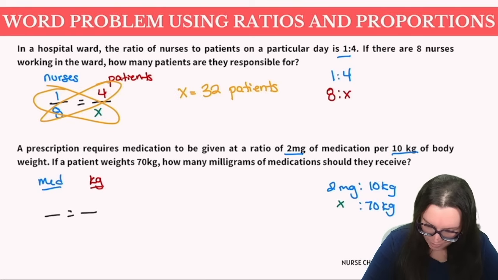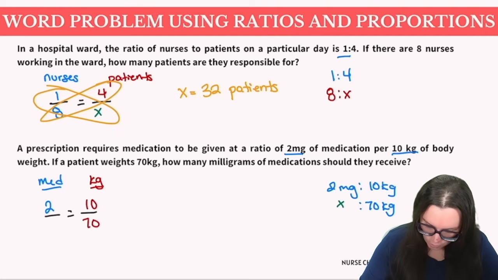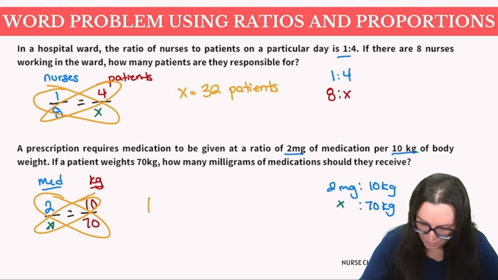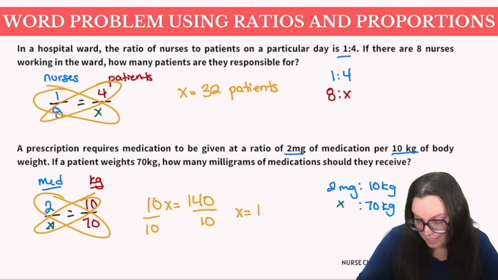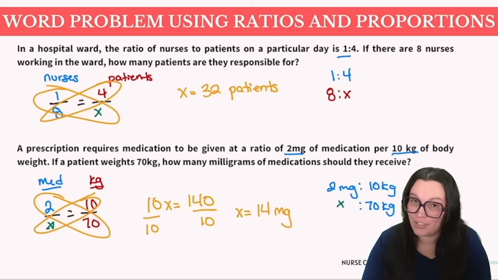And we're just going to plug in our ratios. So we have 2 milligrams of med for 10 kilograms of patient. We know that we have a 70 kilogram patient, so we need to figure out how much med they're going to receive. And now we're just going to cross multiply. So that's going to give us 10x is equal to 140. We're going to divide each side by 10 in order to isolate x, and that is going to give us x is equal to 14 milligrams. So for this patient, we need to make sure they get at least 14 milligrams based on their body weight.